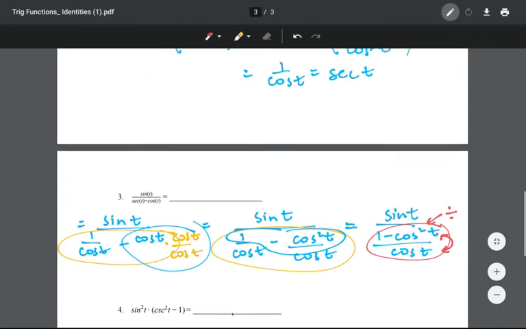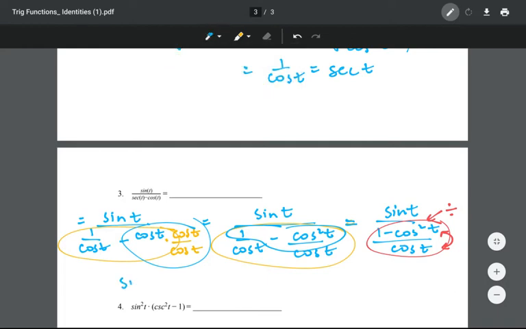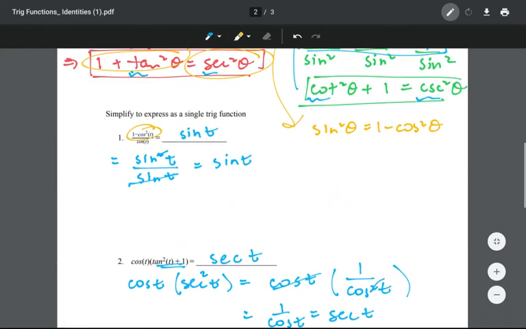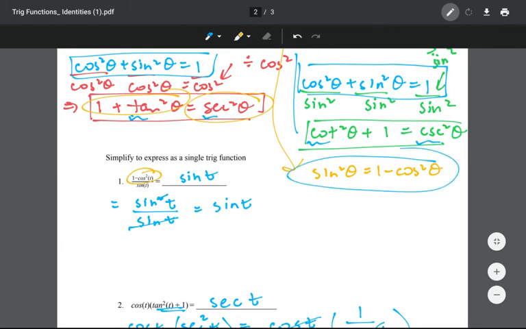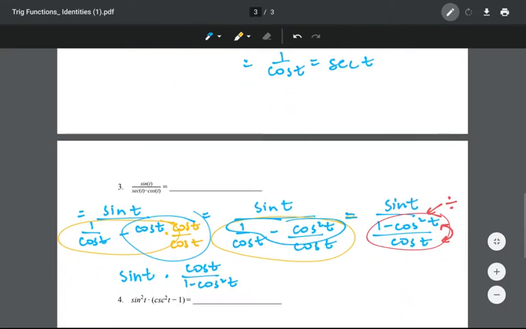So as I rewrite that so I can simplify it further, I have the sine t times the reciprocal of what I've circled in red. So cosine t is going to go on the numerator, 1 minus cosine squared t in the denominator. 1 minus cosine squared t, I'm scrolling up here because we had it right up here. It's equivalent to sine squared t from the Pythagorean identity. So I'm almost there. I've got the sine t times cosine t over sine squared t.